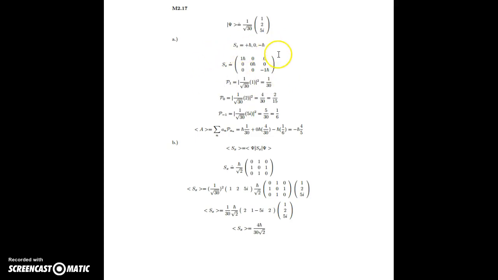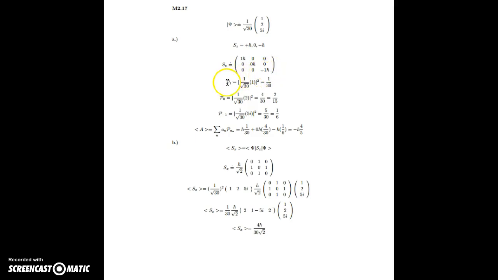And this matrix here represents the matrix of a spin 1 system. So this first one corresponds to the plus h spin. This spot corresponds to the 0 spin. This one corresponds to the negative 1 h bar.